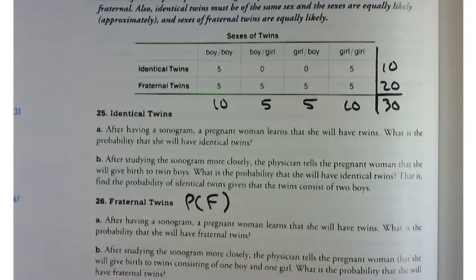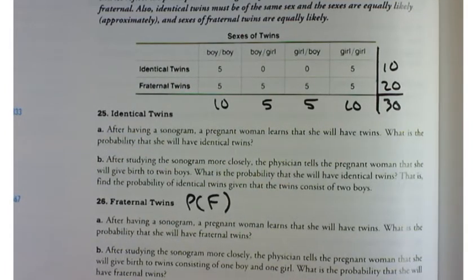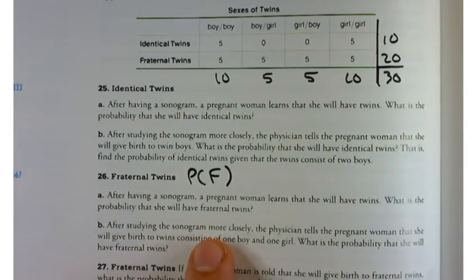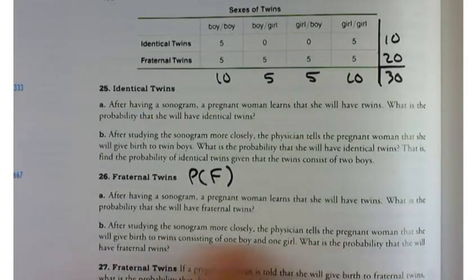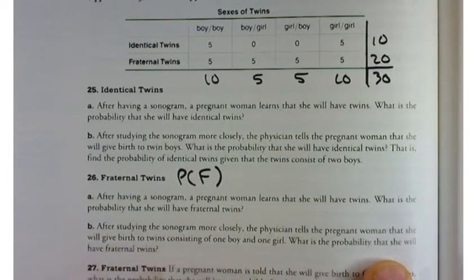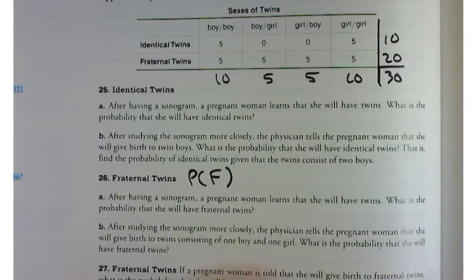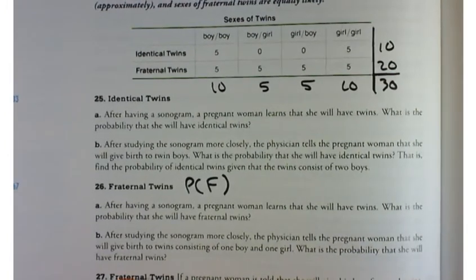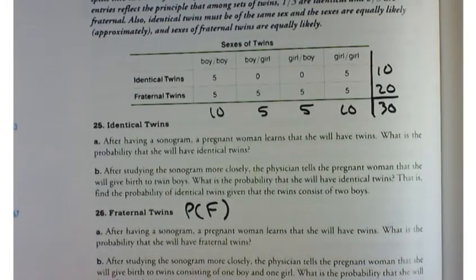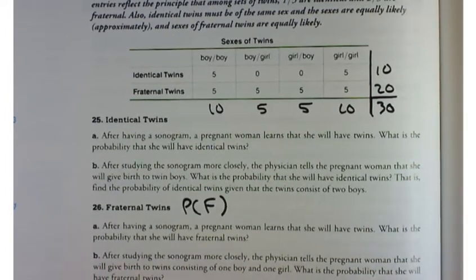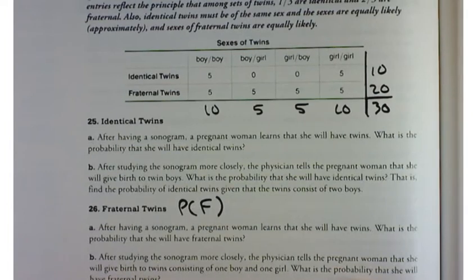Now, you're going to have to think a little bit on this one. After studying the sonogram more closely, the physician tells the pregnant woman that she will be giving birth to twins consisting of one boy and one girl. What is the probability that she will have fraternal twins?